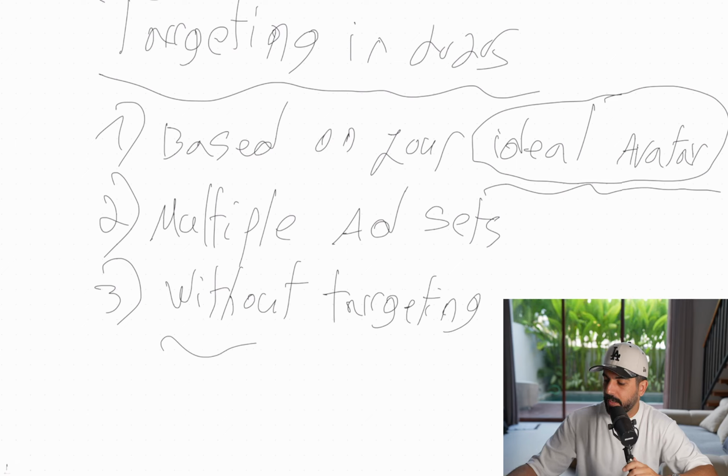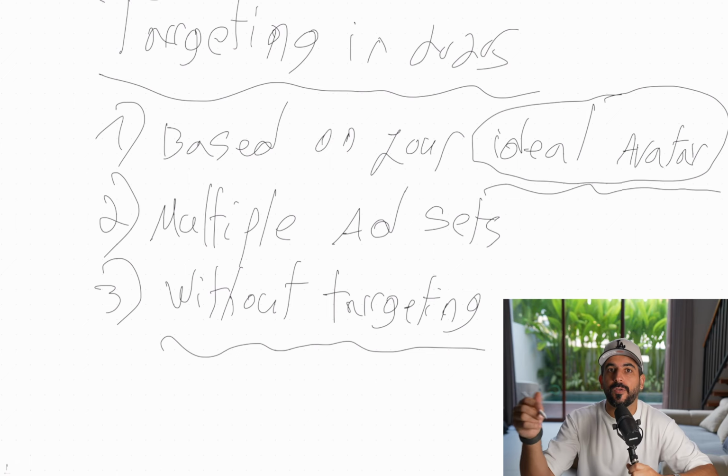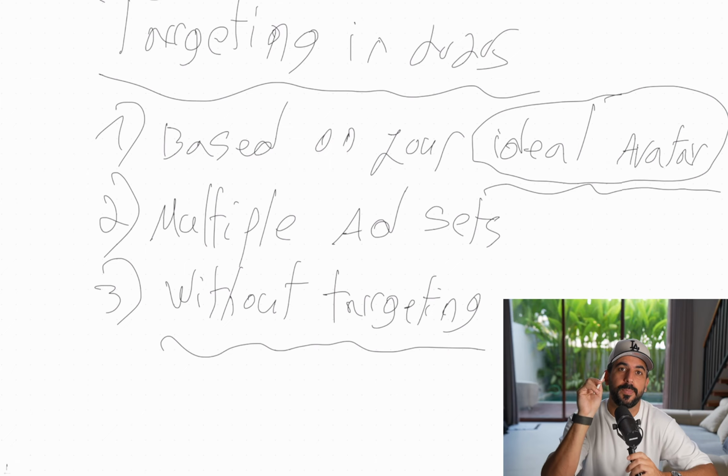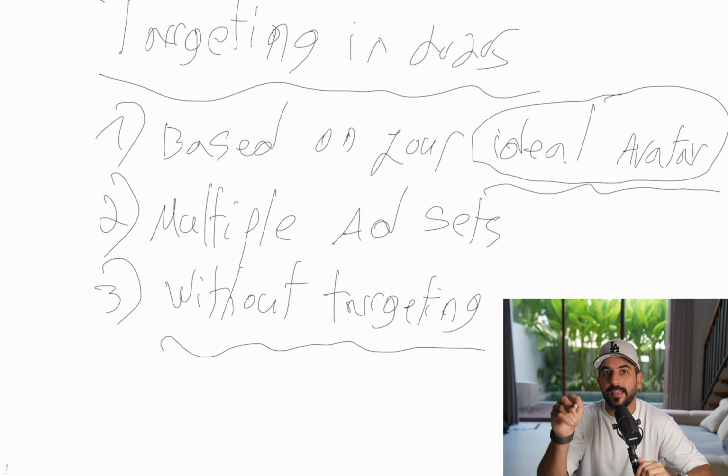Why do we want to keep it without targeting? Because in 2025, the Facebook algorithm, I would say 80 to 90% of the time, would outperform and would know how to find your ideal avatar based on the objective. And this is the most important piece of the puzzle. Based on the objective that you set, it will know how to find your ideal client.